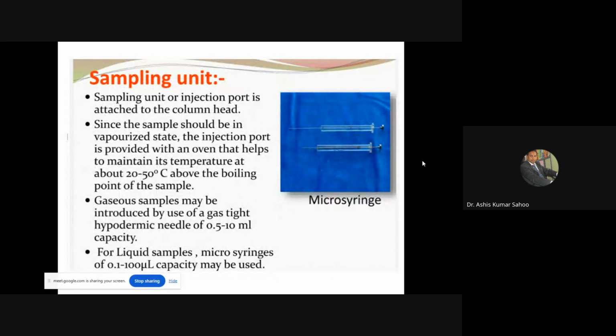This is the sampling unit. This is a micro syringe. The sample is given by injection, so at the injection point, this micro syringe is used. Since the sample should be vaporized, the port is provided with an oven that helps to maintain temperature. By using this micro syringe, we can inject the sample.